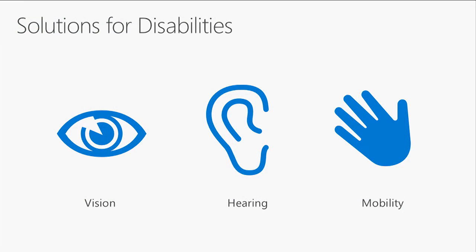During this talk, we're going to be focusing on accessibility solutions for specifically vision, hearing, and mobility disabilities. Now, Windows as a platform has many different accessibility solutions for many different disabilities. However, we're going to focus on a smaller set of accessibility solutions that are most interesting to developers. So I'm going to define these disabilities within the context of this talk.